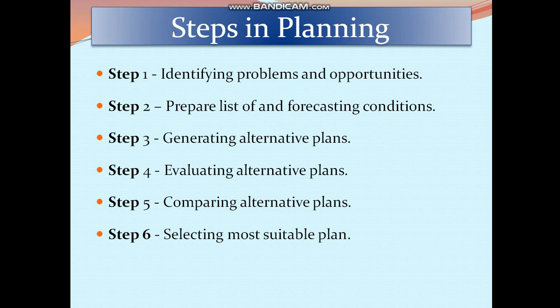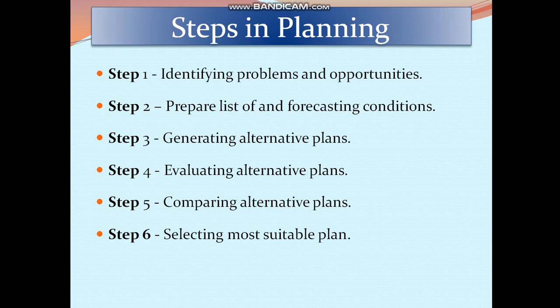So you have to make a list of various conditions that may prevail during the course of time during which you are trying to achieve your objectives. So what may happen in future, what are the likely situations that you are going to encounter, make a list of all these things, because you would need that when you are evaluating the different options.